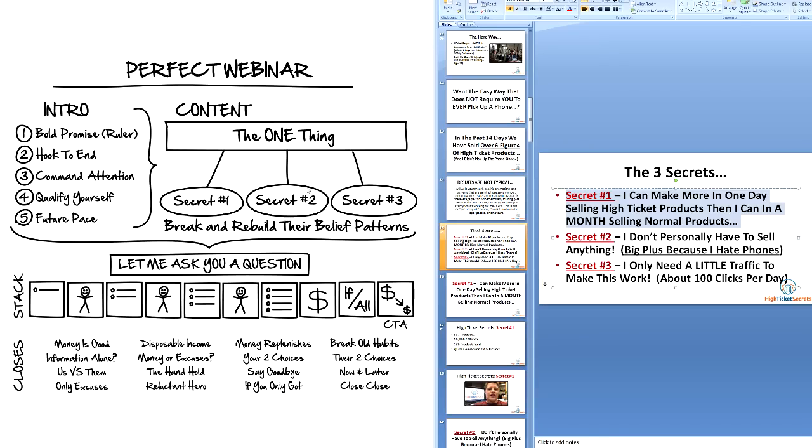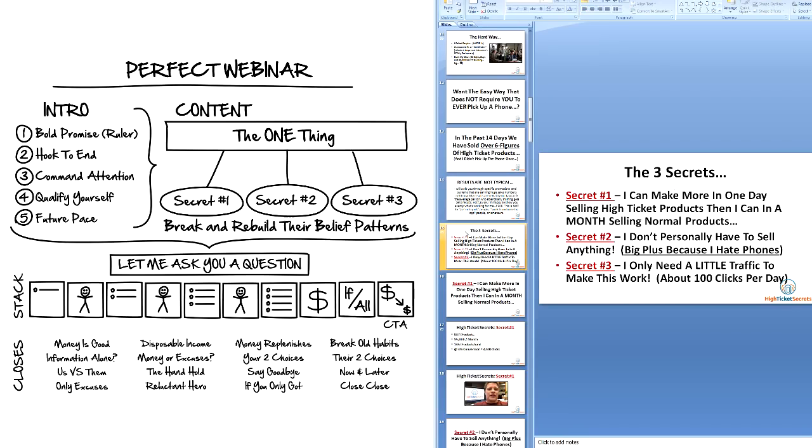selling normal products. Secret number two for me now was that I personally don't have to sell anything, which is a big plus because I hate the phones. So the second secret I'm going to show them is how they can do this without ever picking up the phone. And then my third big secret is that you only need a little bit of traffic to make that work. Most everyone's freaking out because they think it's going to take a ton of traffic and all this stuff to make this work. No, you only need a little bit of traffic to make this whole thing sing. So those are my three secrets.